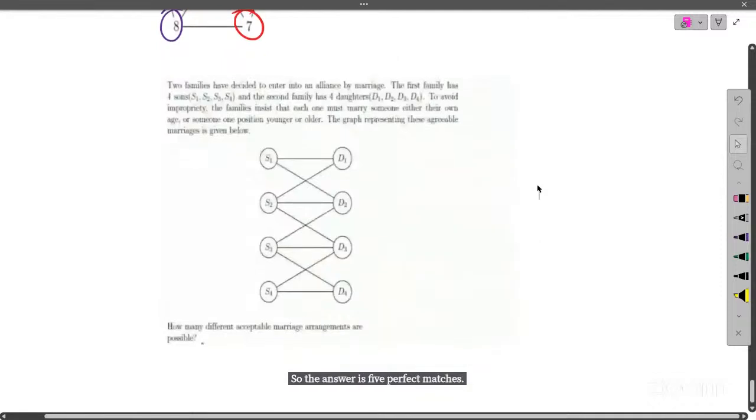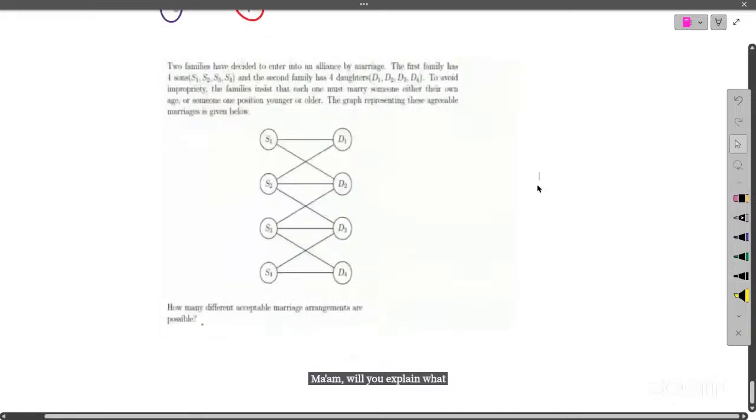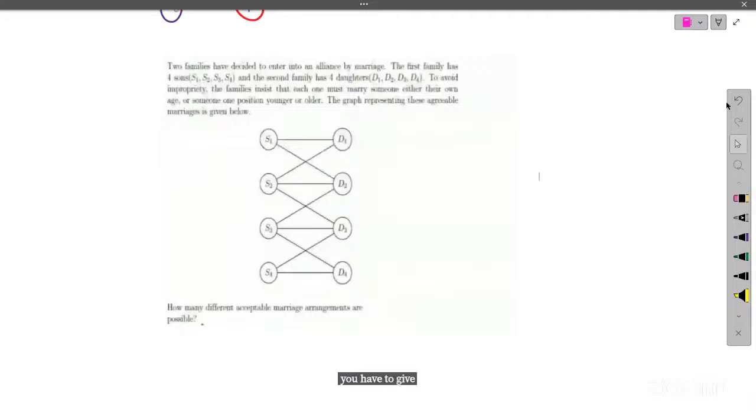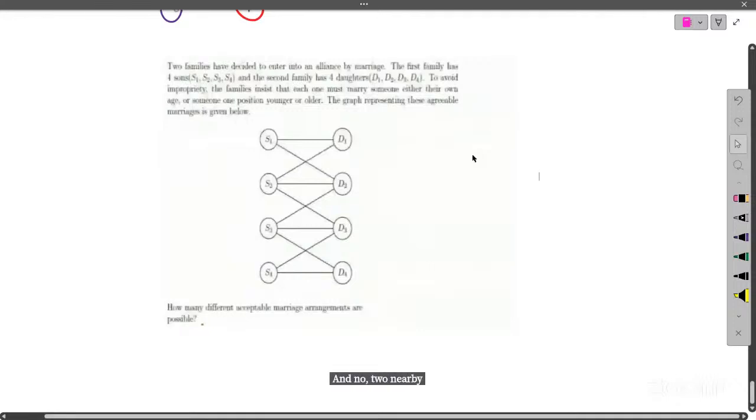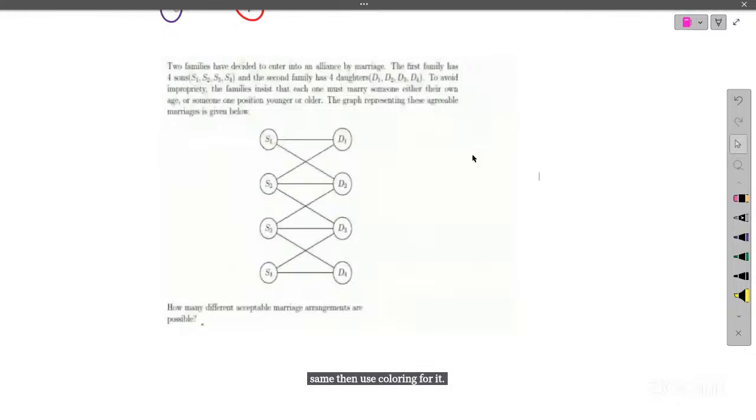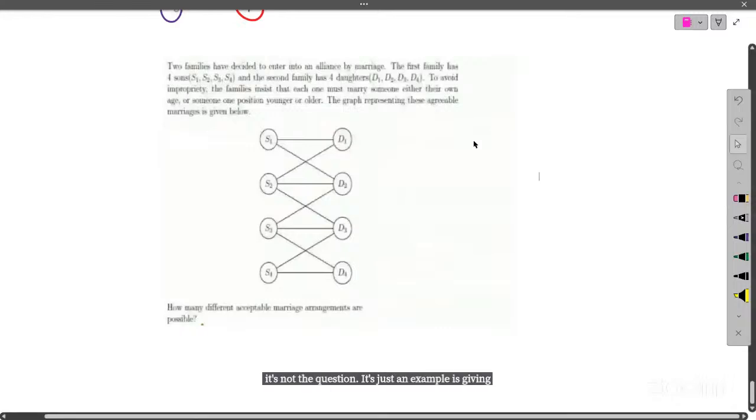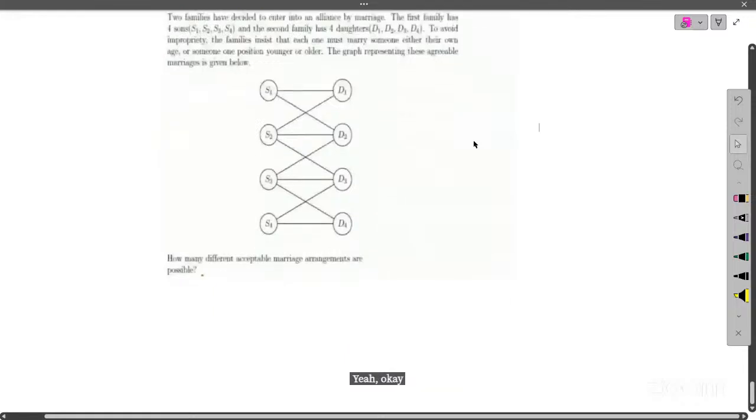Ma'am, will you explain what Madhav pasted in the chat box? You have to give to your friends, and no two nearby should get the same array. Then use coloring for it. It's not the question, it's just an example he's giving for uses of coloring, where this concept of coloring is used. Okay, thank you.